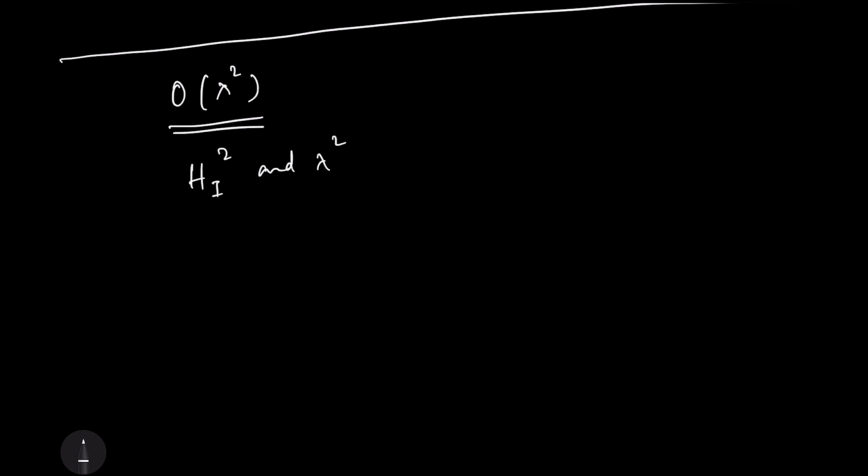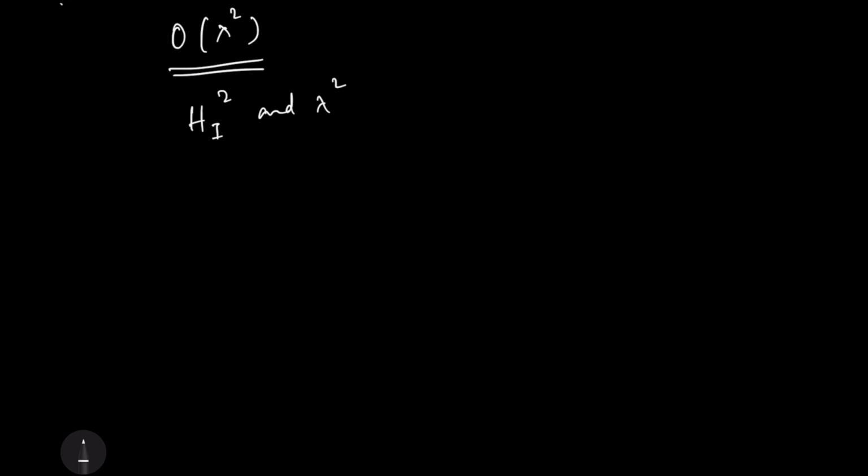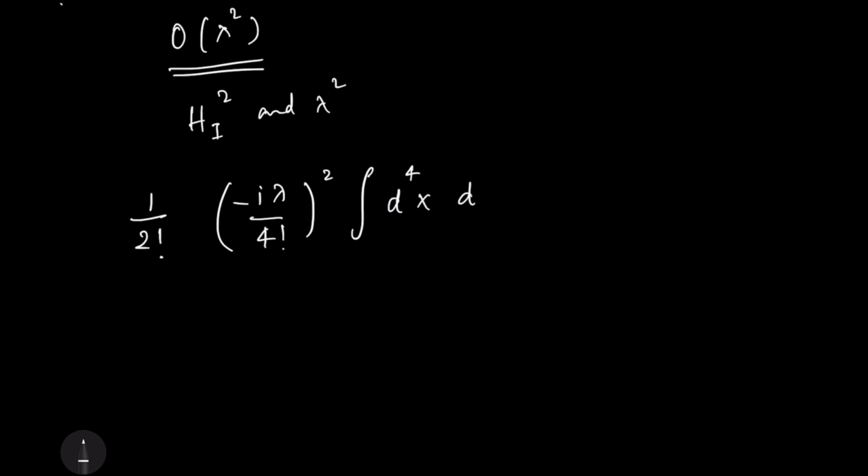If I expand in the second order perturbation, I'm not writing all the terms, there will be a term that contains 1 by 2 factorial, minus i lambda by 4 factorial whole square, integral d4x d4y. Why am I writing x and y? Because this is second order perturbation. So I have to multiply 2 perturbations. The first perturbation Hi will give Hi of x, and the second perturbation Hi of y, so that I can multiply to get Hi square. So I am just representing it by x and y because this is second order perturbation.